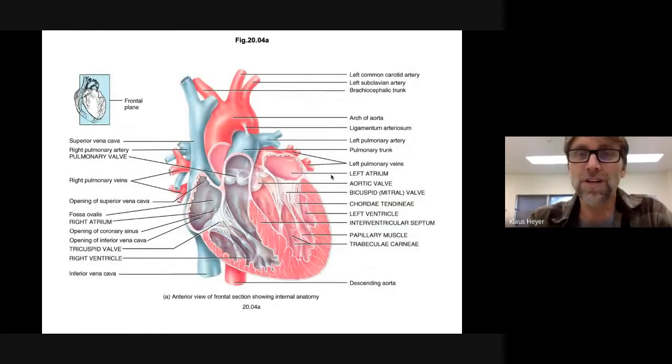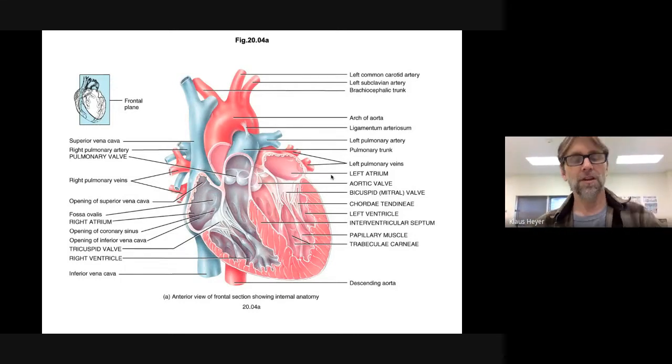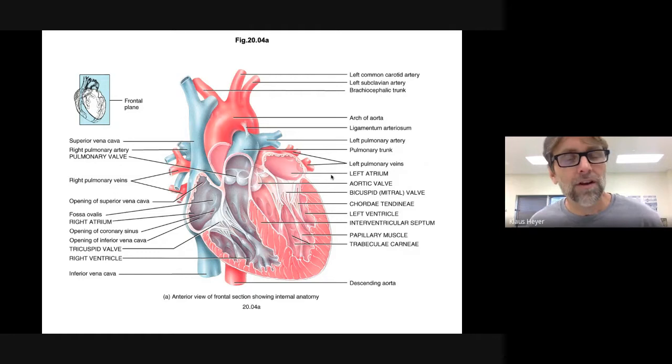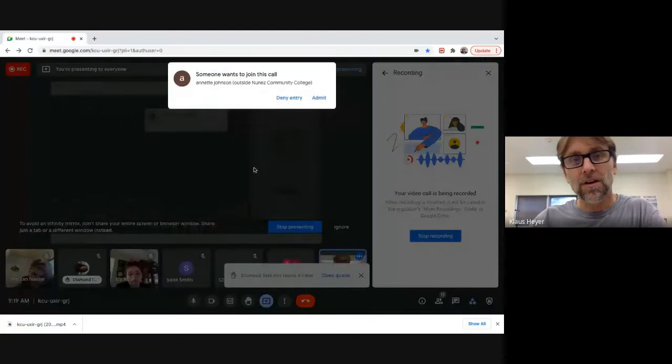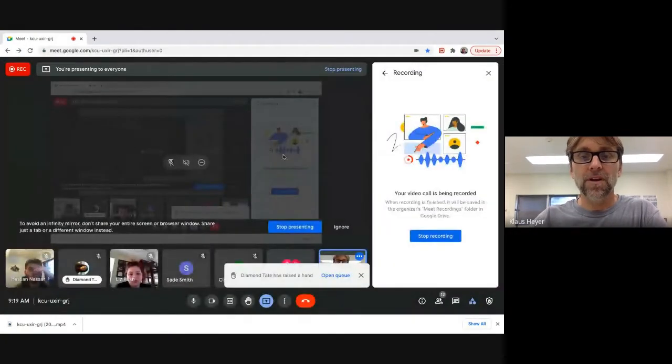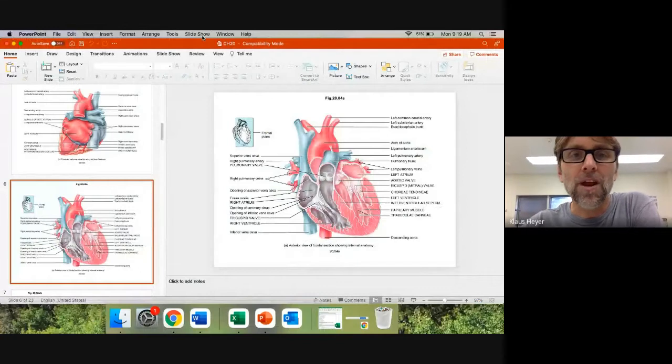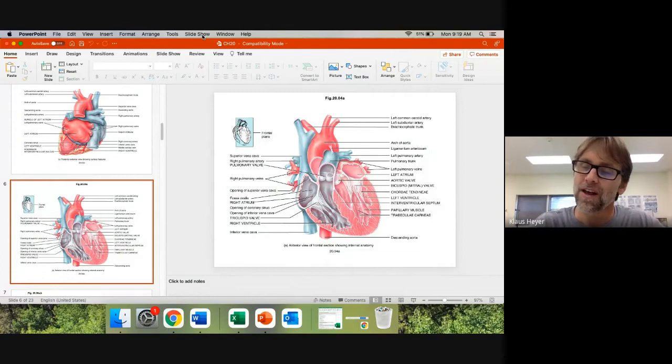So we've actually got two types of blood in our bodies. I always call it oxygenated blood and deoxygenated blood. I think your book calls it oxygen rich and oxygen poor blood, which is a better way to put it, because even the blood in your veins that's deoxygenated still has oxygen in it, just not as much, right?